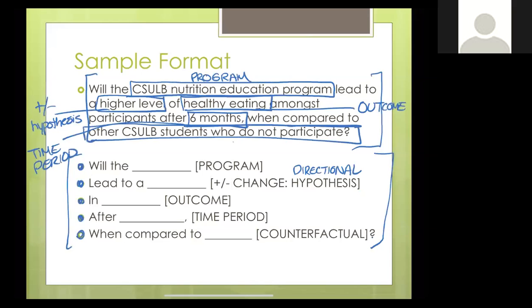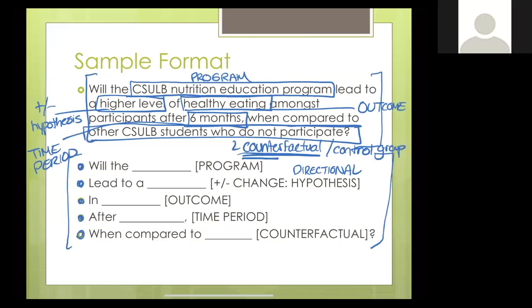This last point, we call this a counterfactual. Then we'll talk more about this idea of a control group in later weeks. But the idea here is if you're going to show that a program causes an outcome to occur, you want to be able to also say what the counterfactual is. And the counterfactual is, if these students would not have participated in this program, what would have happened to them?